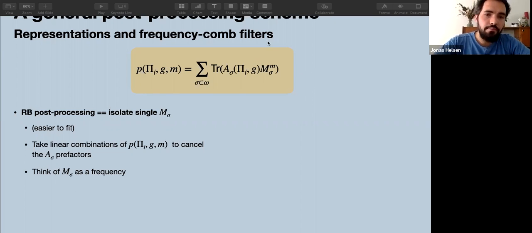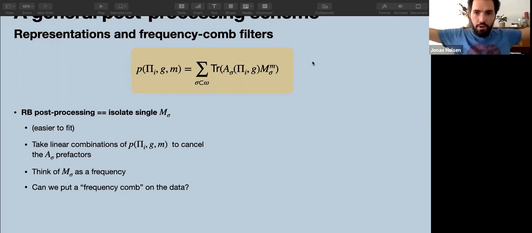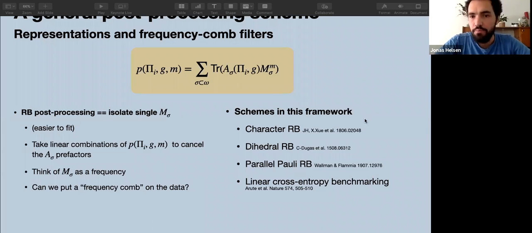And if you think of these m's as a frequency, you can think of this as, oh, we want to put a filter on our data. So this is the way we try to think about this: if we take this frequency analogy seriously, can we think of these post-processing methods, of which there are a bunch, less than randomized benchmarking, but still 5 or so. In particular, you can think of linear cross-entropy benchmarking, which is the thing that Google does in their supremacy paper. You can think of it as randomized benchmarking plus some frequency comb filter, which I think is kind of nice.